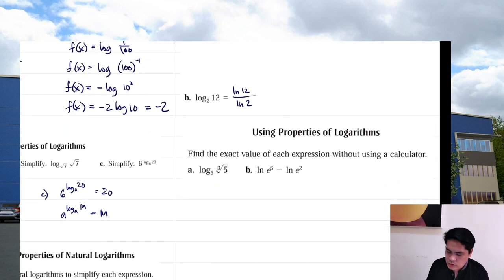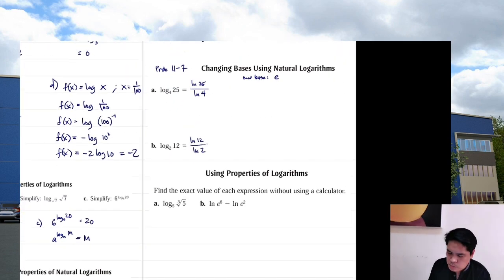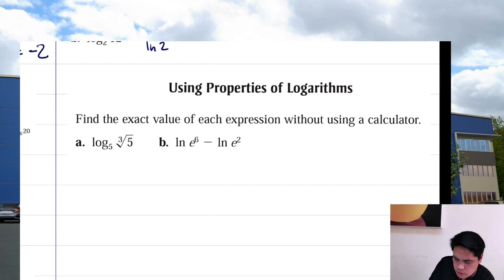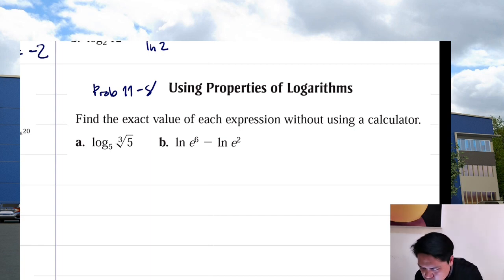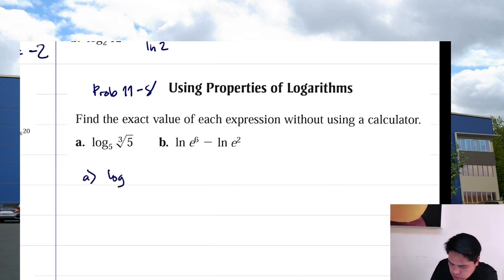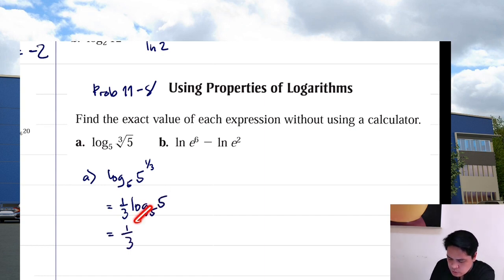How about if we try to solve this one? Using properties of logarithm. By the way, this is problem 11-8. Using properties of logarithm, find the exact value of each expression without using a calculator. And bawal mag-calculate. Okay, for letter A, we have, let me copy this first. Logarithm of, eto siya, I could write this as, yung cube root of 5, I could write that to 5 raised to 1/3. Diba? So that's 5 raised to 1/3 to the base 5. So therefore, this is equal to 1/3 logarithm of 5 to the base 5. So the answer is just 1/3 because this is equal to 1. Napakadali.